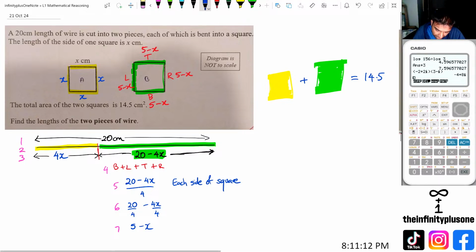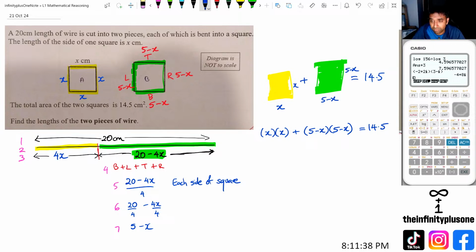So we've got to actually have the equations, which is the base and height. So we've got x and x. We've got 5 minus x here and 5 minus x there. So what we've got is the area of a square, so base times height. So we're going to do x multiplied by x plus 5 minus x times 5 minus x, and this is equal to 14.5.